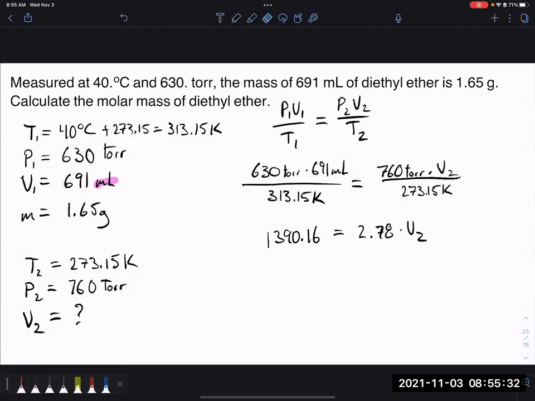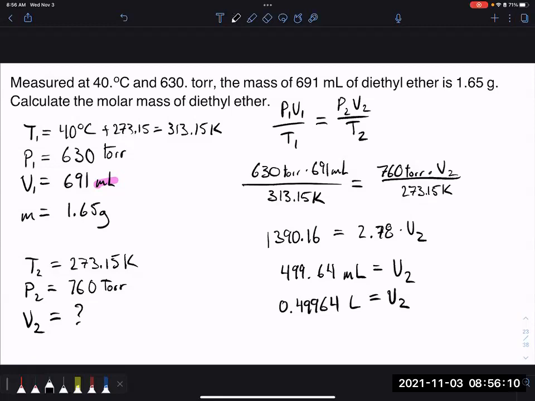We're going to get 499.64 milliliters as our V2. Now our molar volume at STP is in liters, so we need to convert our milliliters to liters. We can do that by dividing by 1,000. So we're going to get 0.49964 liters equals V2.